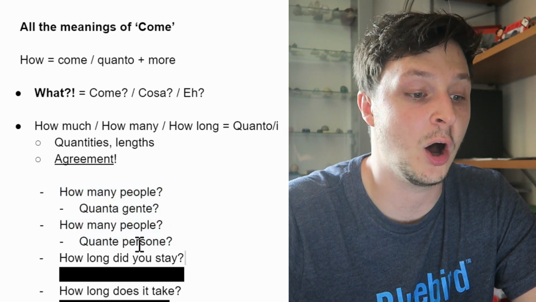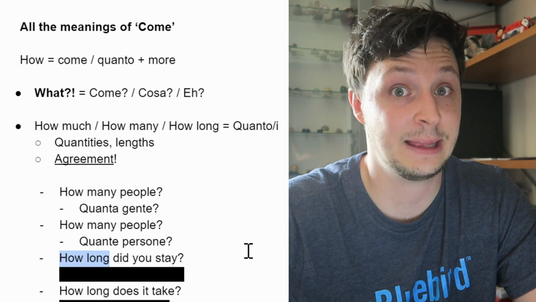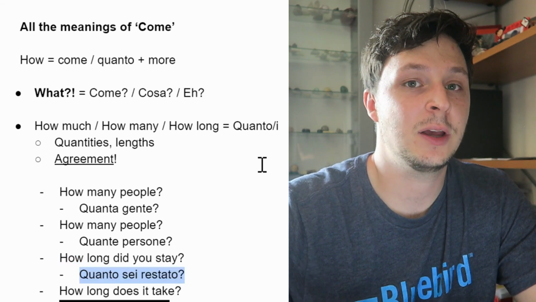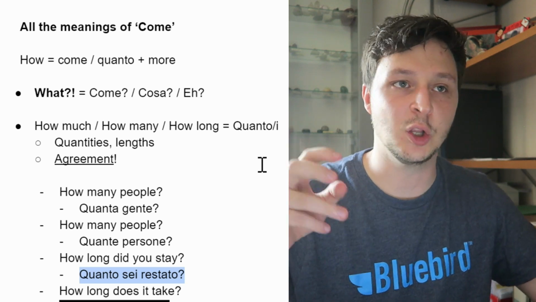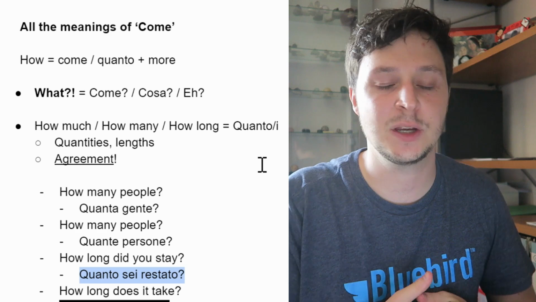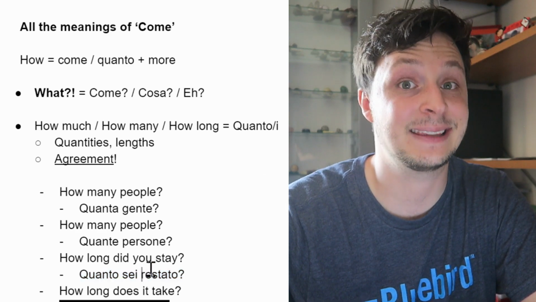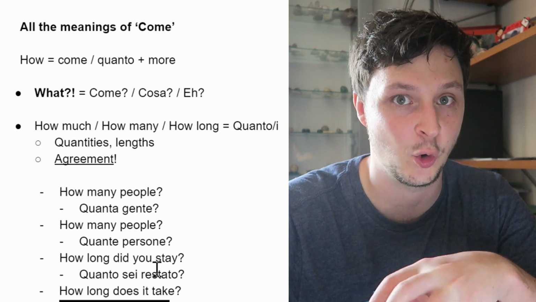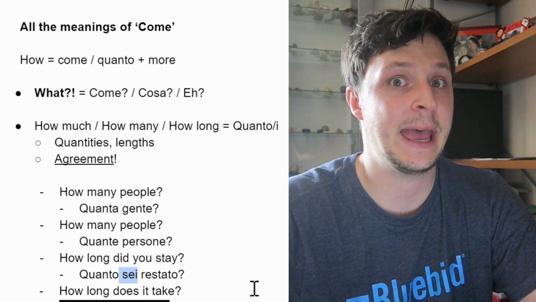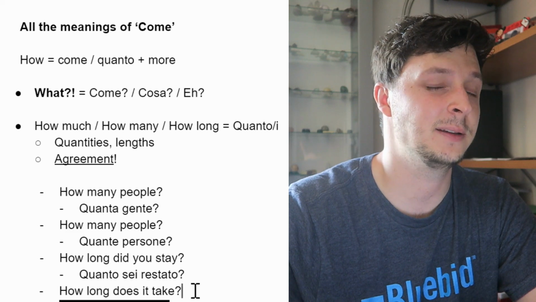What about how long did you stay? So how long? Does that change anything? What do you guys think? 3, 2, 1. So how long, the length of time, there's no lungo in Italian, they just use quanto. Quanto is a great word for quantity, so you can just say quanto sei restato. So how long did you stay? And yes, restare is probably the best way to say stay or remain, which of course takes essere, so quanto sei restato.